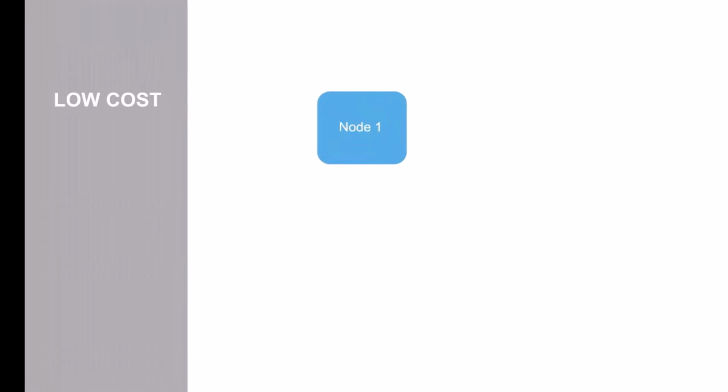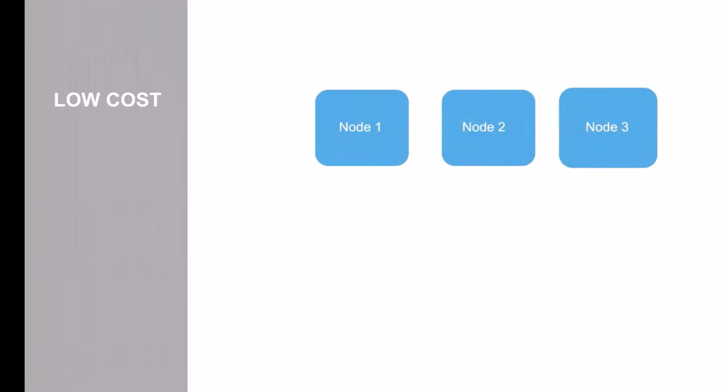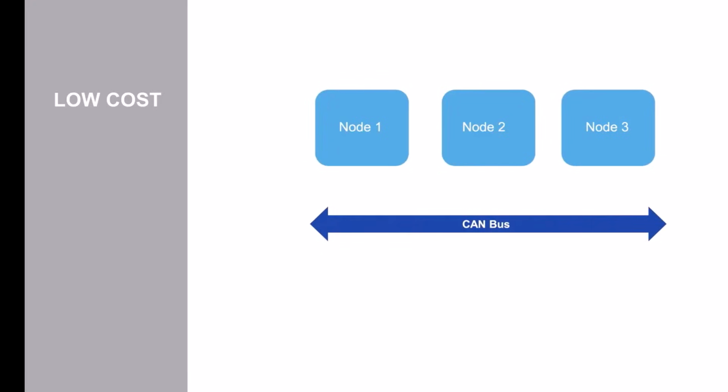First, CAN is low-cost. Because each ECU in a vehicle is able to communicate with the rest of the network via a single CAN interface, the cost and architectural complexity are significantly decreased. The CAN bus also makes for easier design upgrades, conserving precious engineering time.